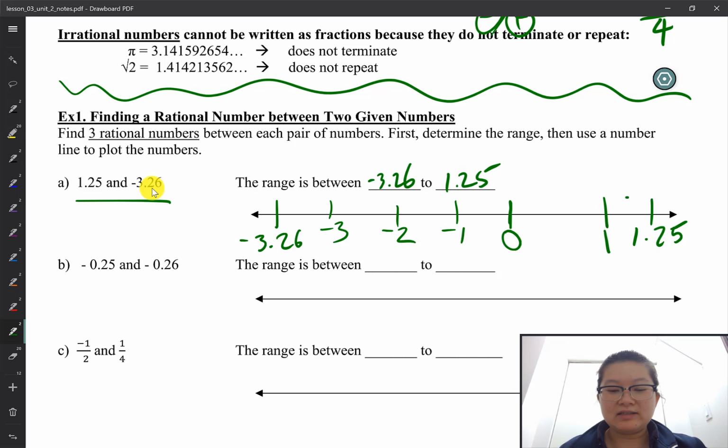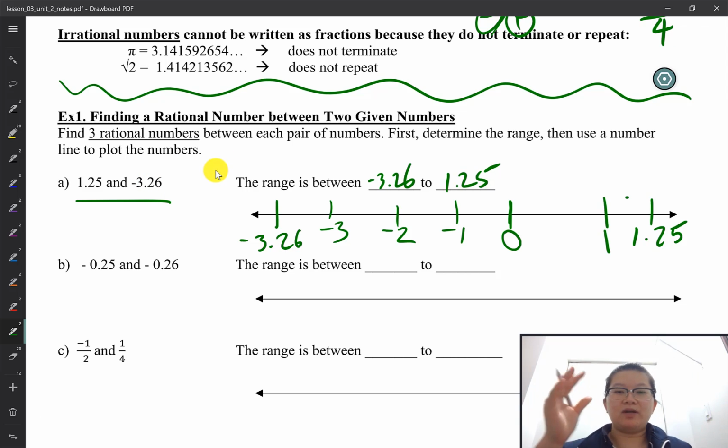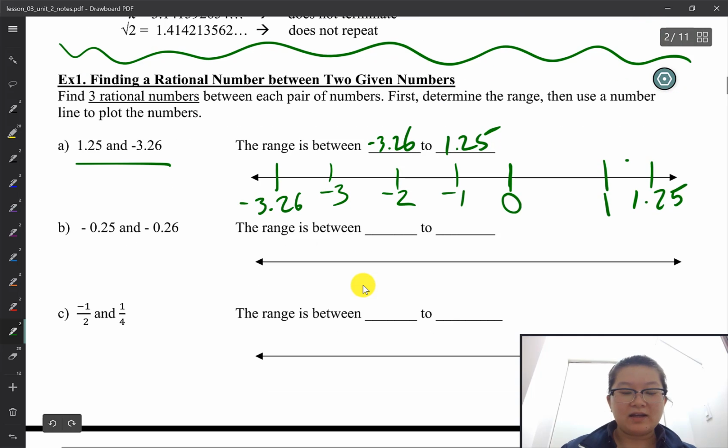Why? Because if I have negative 3.26, if you think about money, I'm going to owe another 26 cents more than $3. So I'm going to go even more into the negative region. It's like a mirror image of the positive and the negative side. One side becomes more positive, the other side becomes more negative. Okay? All right.